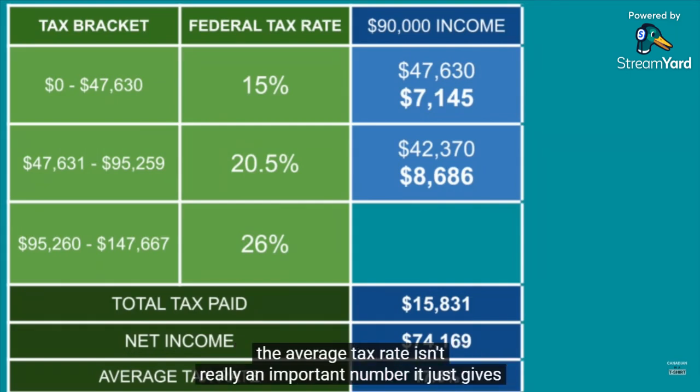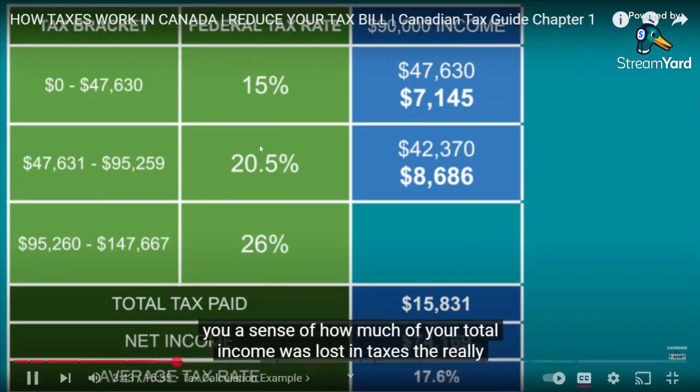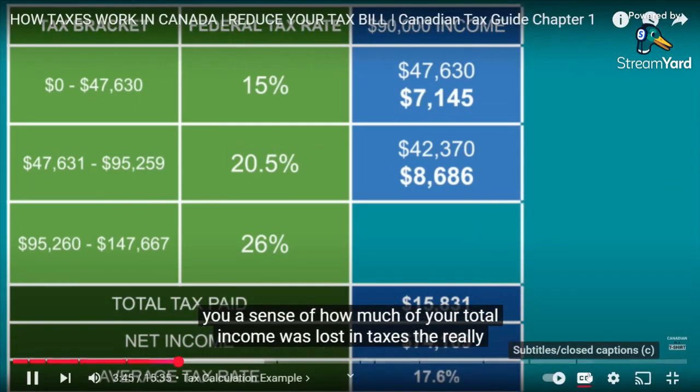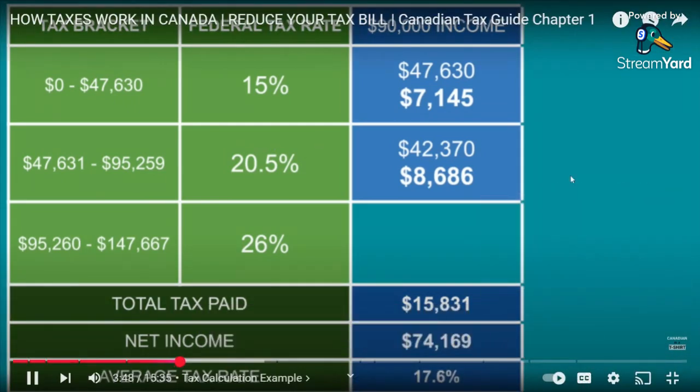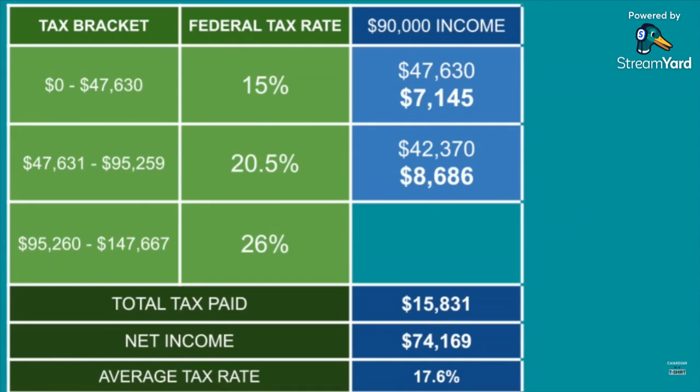The average tax rate isn't really an important number. It just gives you a sense of how much of your total income was lost in taxes. The really important number is your marginal tax rate, which is the tax rate of your current tax bracket. In this case, our marginal tax rate is 20.5%, meaning that for every extra dollar we earn, we lose 20.5 cents in taxes to the Canadian government until we max out this tax bracket, and then our marginal tax rate will jump up.